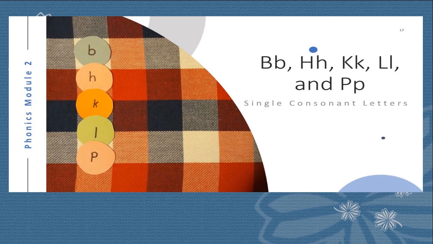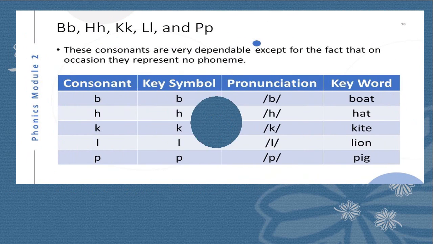Now we will talk about the letters B, H, K, L, and P. The letters B, H, L, and P are very dependable, except for the fact that on occasion they represent no phoneme. From top to bottom in the chart, we have B, H, K, L, and P.